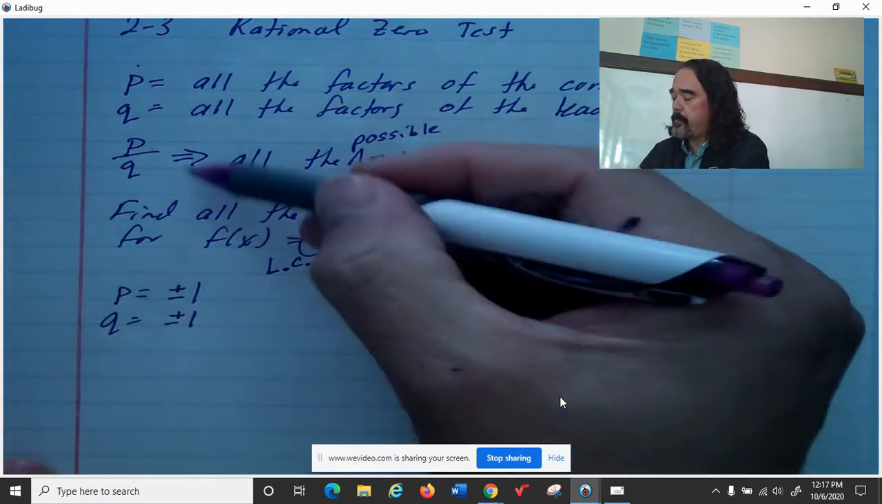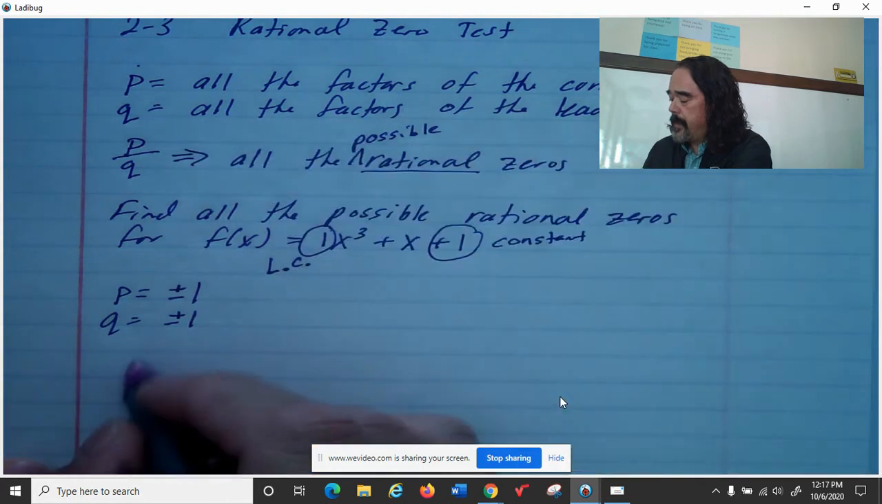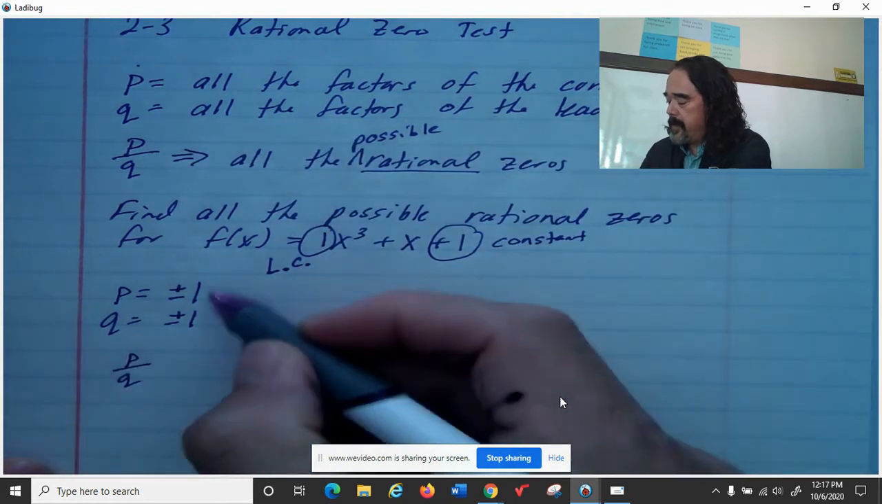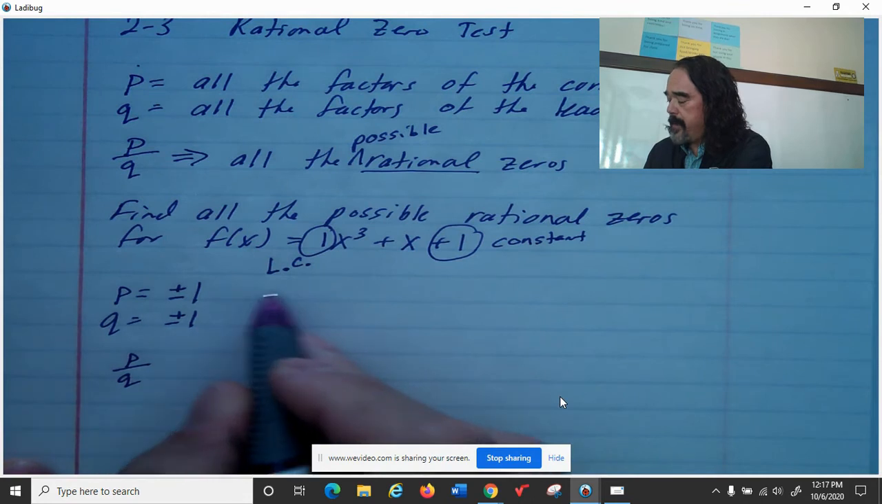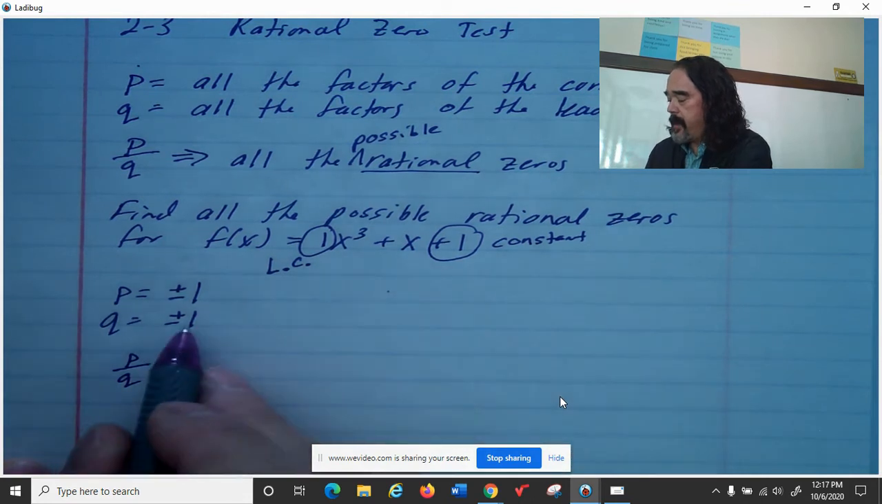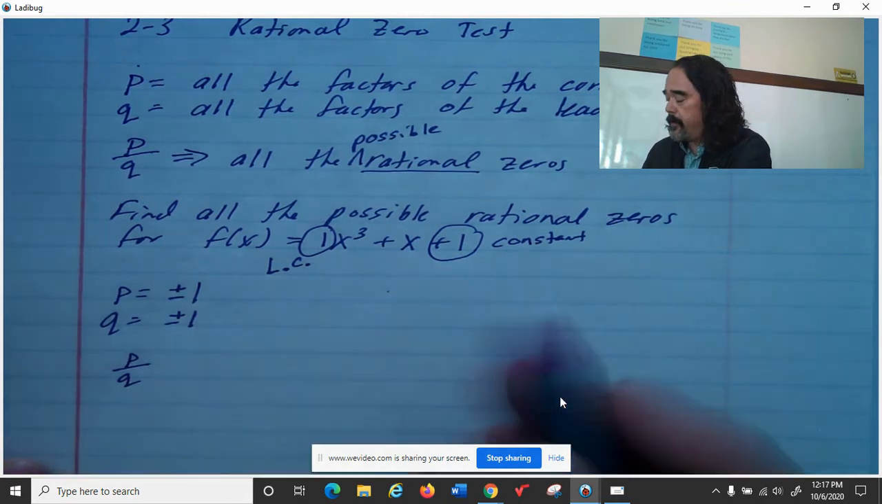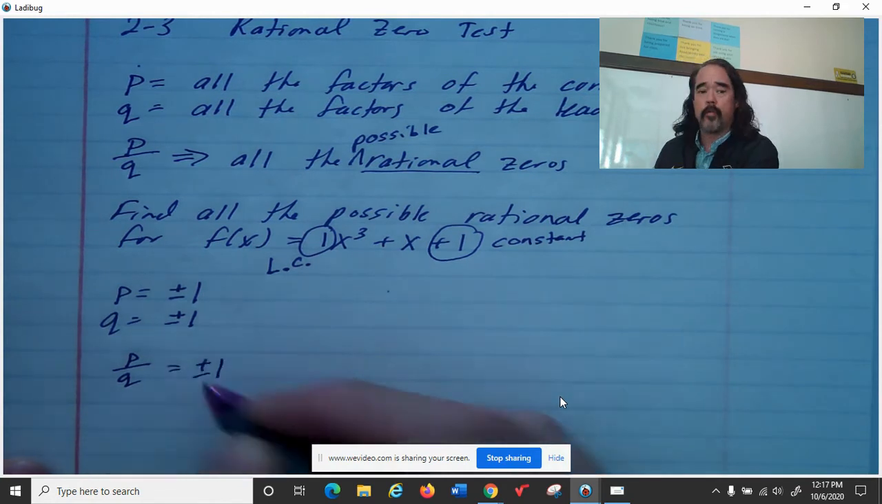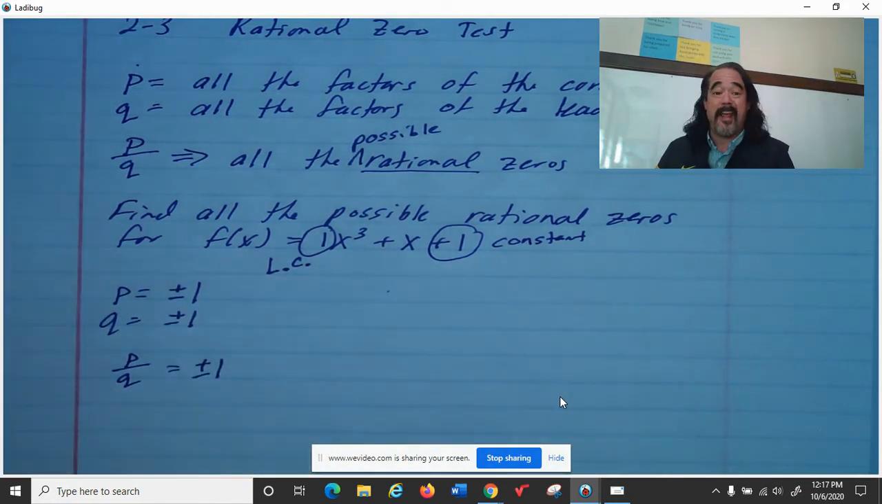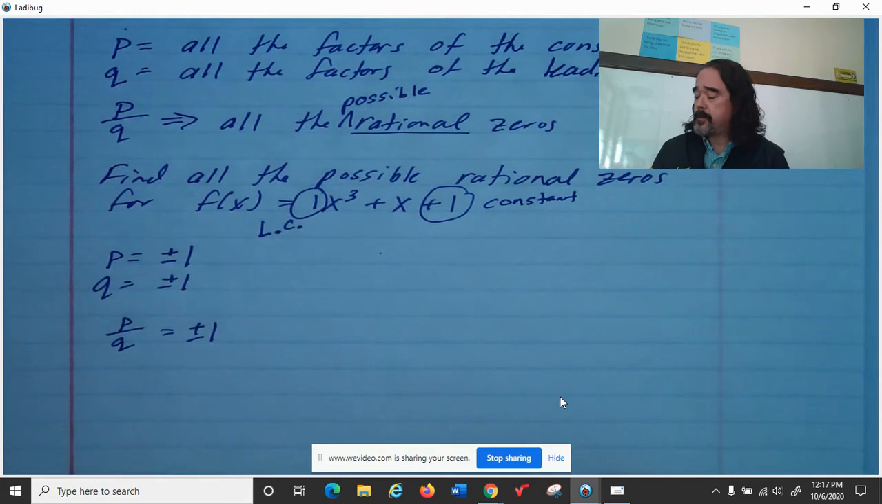Then I'll come to this part right here. If we had more of these, then I would take every one of those P values and put it over each and every one of the Q values. Well, here I only have 1 over 1. So that's the answer. Find all the possible rational zeros.